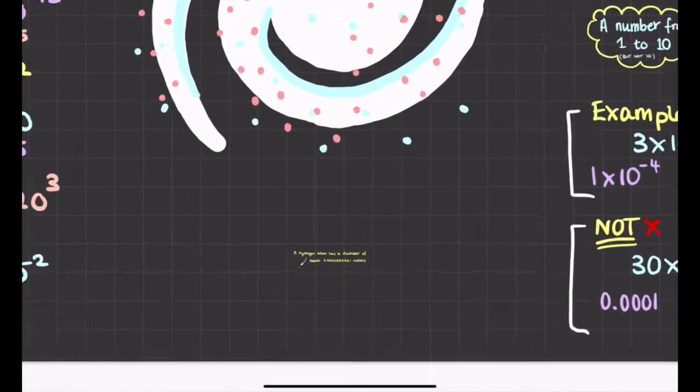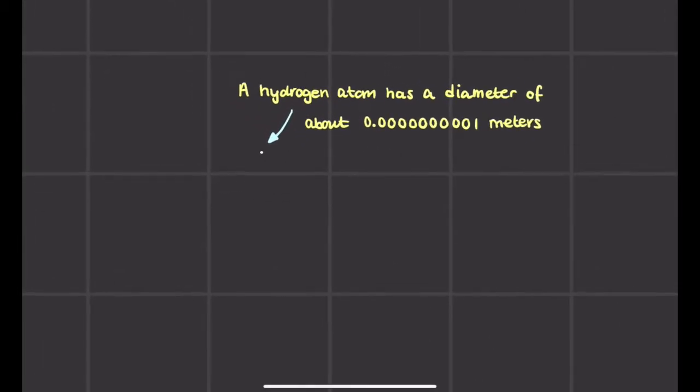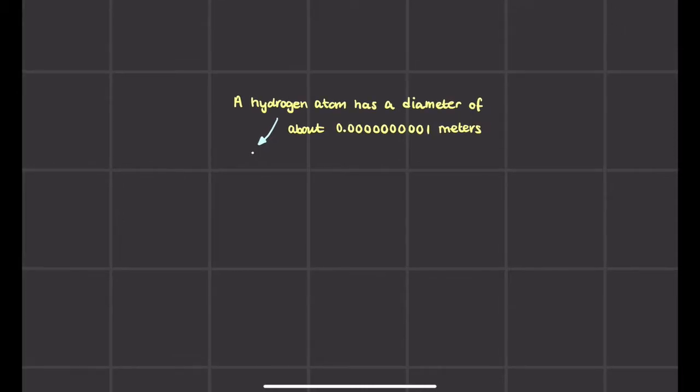Some things in this world are so small. Have a look at this hydrogen atom. If I zoom in, okay, a hydrogen atom has a diameter of about 0.000000001 meters. It's pretty small, right?